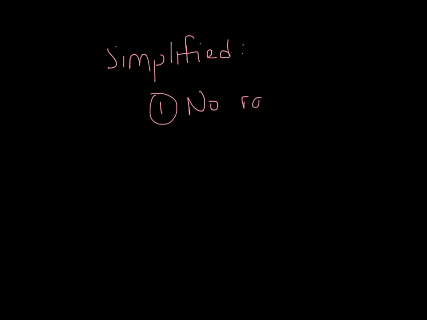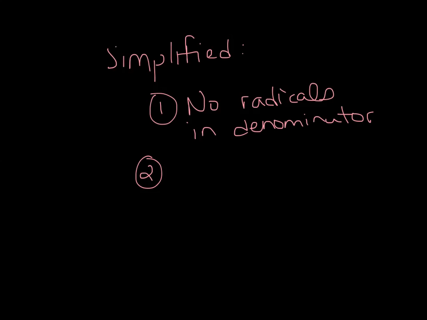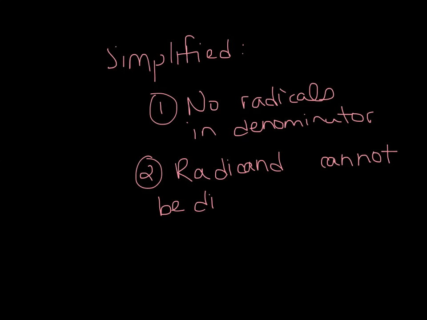When we are simplifying radicals, there's a few things that you want to remember. In order to be considered simplified, you can have no radicals in the denominator. You also, your radicand, which is the number underneath the square root symbol, cannot be divisible by any perfect square other than 1.